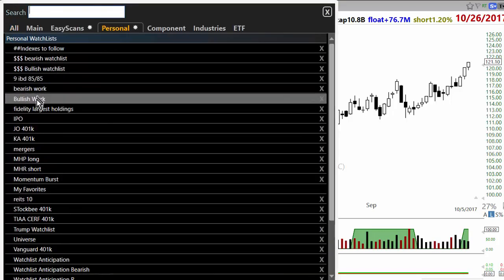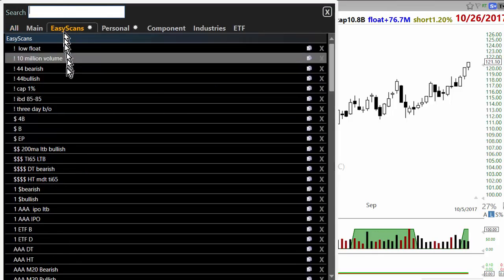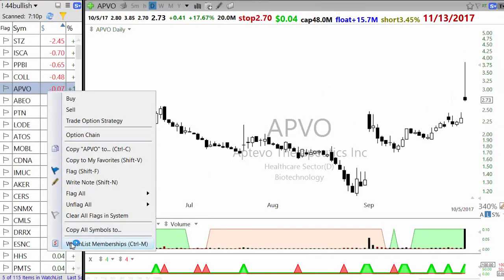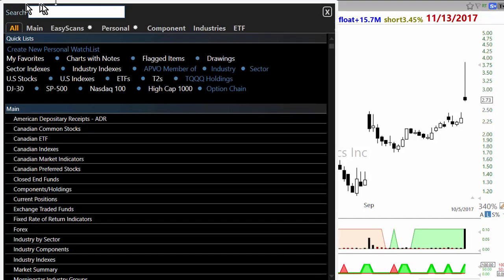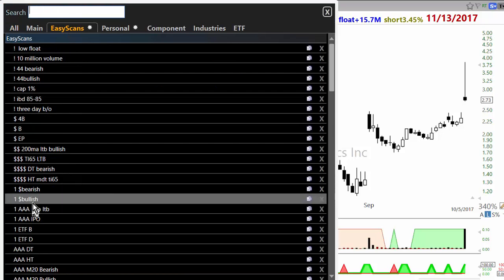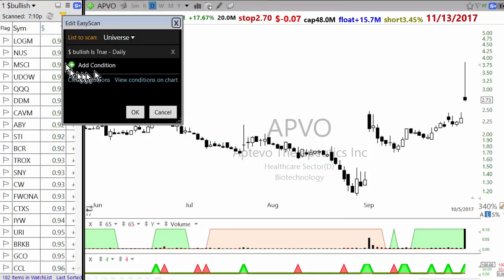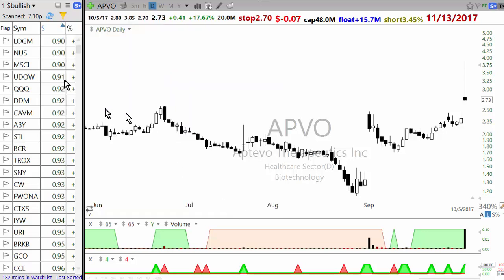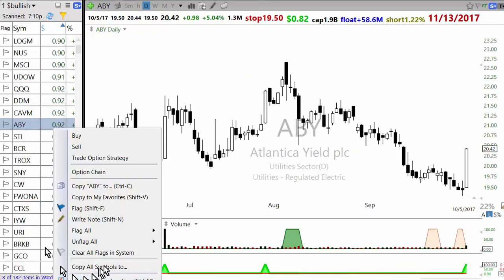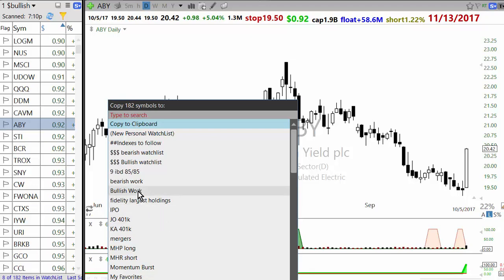So what I'm going to do is I have a bullish working watch list. I'm going to copy all these 4% bullish stocks into that list for analysis purpose. And similarly, there is a dollar breakout scan which I run. The dollar breakout scan looks for a stock which is up at least 90 cents from the opening price and whose volume is greater than 100,000, and C is greater than C1. That means basically today it closed in positive. So if you apply that condition, you are getting 182 stocks. So we copy all of these to the bullish working watch list.